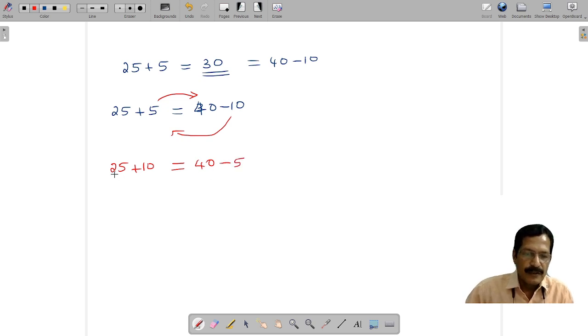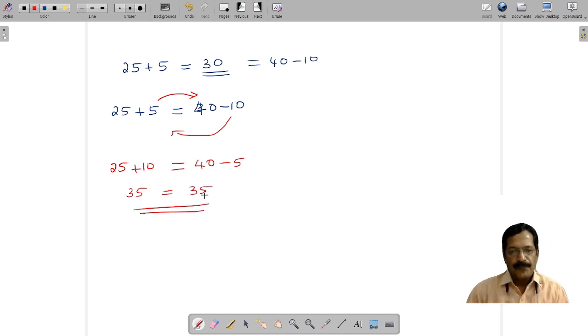Now, children, 25 plus 10 is what? 35. Now 40 minus 5 is what? 35. So this is the idea. When solving some questions, we need this idea. If you shift one number from the left hand side to the right hand side, the sign changes: plus changes to minus and minus changes to plus. In the same way from the right hand side to the left hand side also.